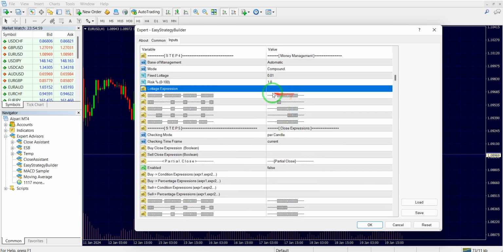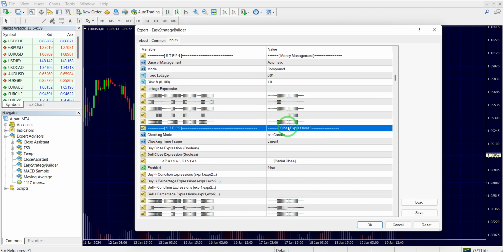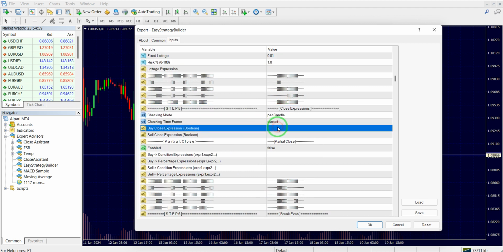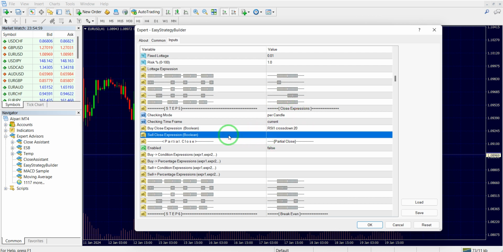And after that, step 5, which is the close expression. Sometimes you need to close your position under some certain conditions. For example, you say, if the RSI crossed down 20, I want to close all of my buy positions. So you can say RSI1 cross down 20. As you see here, this is also Boolean. That means it should be true or false. Anytime this happens, it will close all of your positions. And the same for sell. You need to write a Boolean expression for sell.